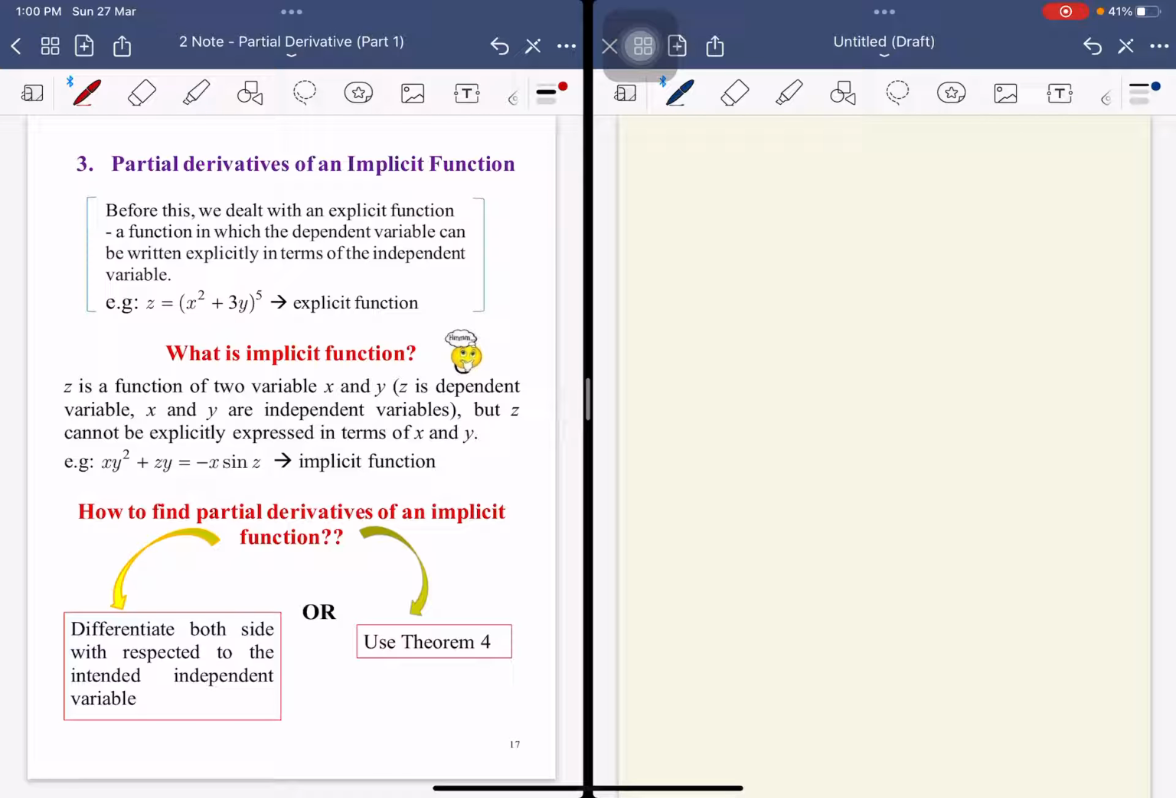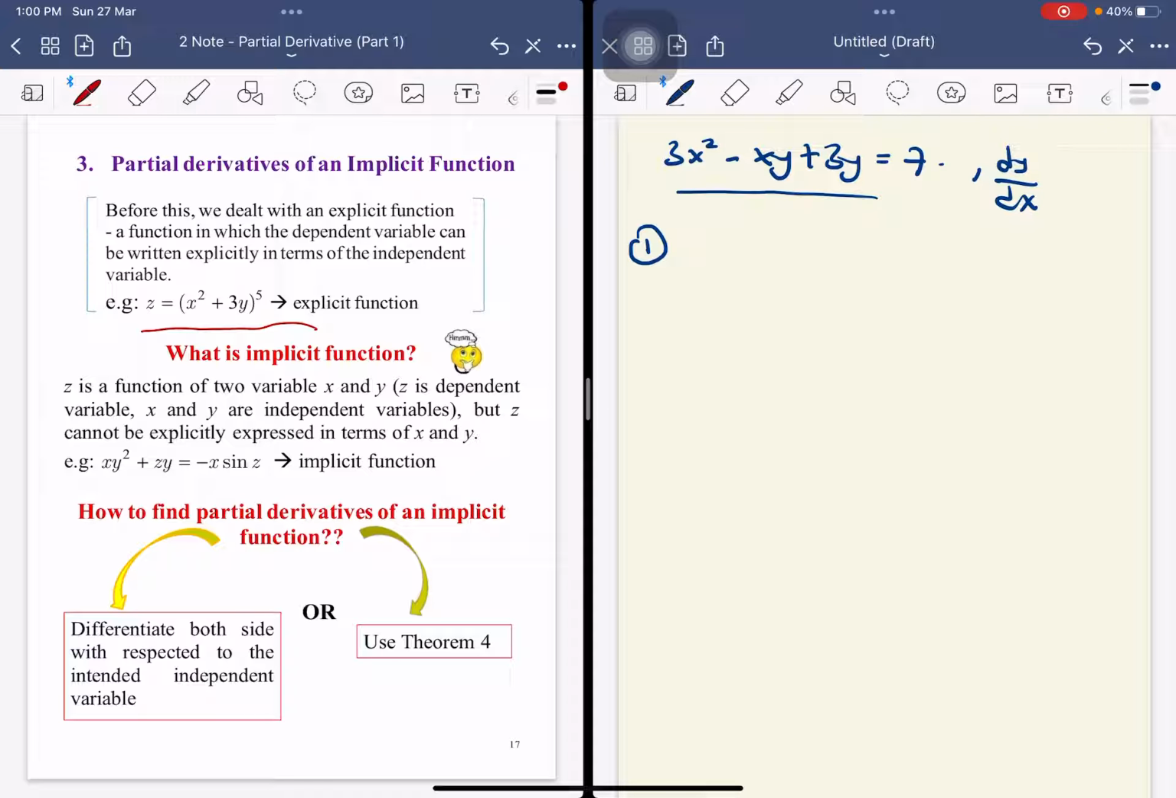For example, like this. This is an example of an explicit function, where once you rearrange the terms, you'll be able to make z the subject when we talk about multi-variable functions. If we recap what you learned in differentiation for a single variable function, for example, 3x squared minus xy plus 3y equal to 7, and the question asks you to find dy dx.